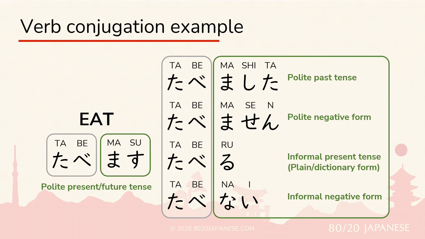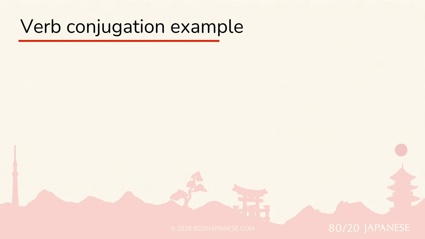So as you can see here, the stem of the verb doesn't change. It's always tabe. And then we just change the verb ending to change it into a different form. And that can have a different meaning, like a different functional form, or it can be a different level of politeness. Now let's take a look at another verb, but this time we'll look at one that has a stem that changes in certain forms.